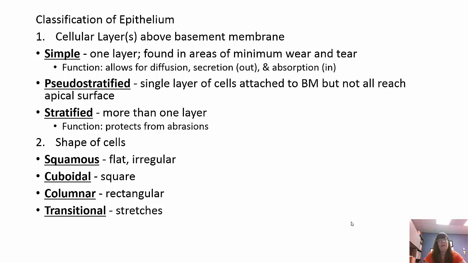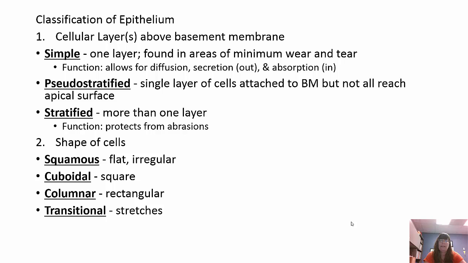And then stratified is when there's more than one layer. This often is going to be in areas that are subject to abrasion, like our skin, for example. Our skin is stratified. Also classified by the shapes of the cells. Squamous are flat and irregular shaped, kind of look like fried eggs. Cuboidal are cubes or squares. Columnar are rectangles or columns.